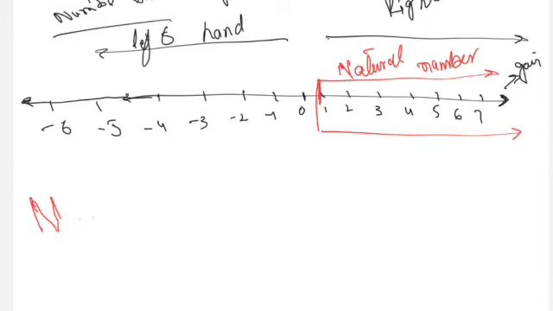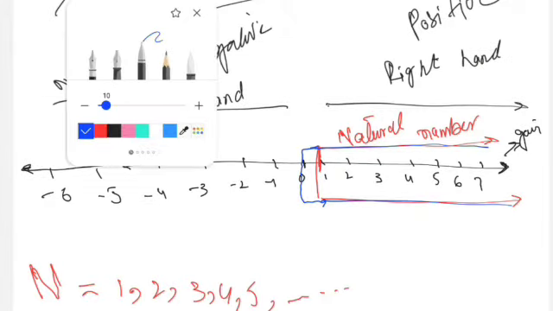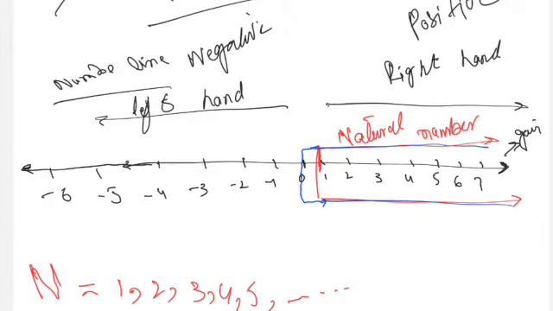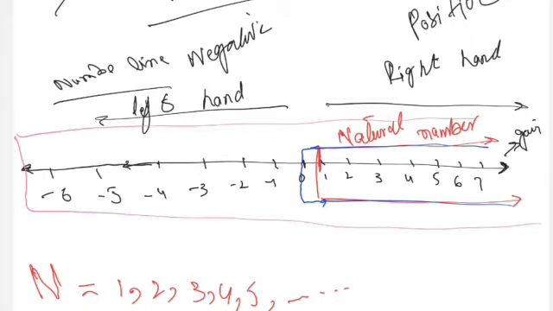And what are the natural numbers? It starts with 1 and it goes on, and it is always positive. We have both numbers. What about this one? This whole is called integers.